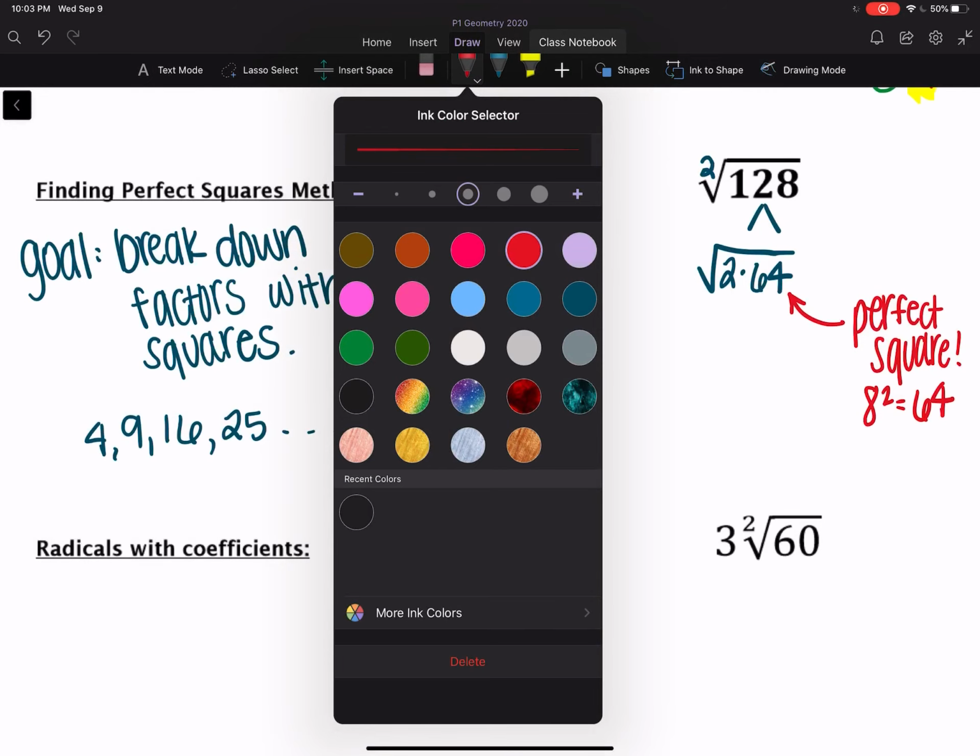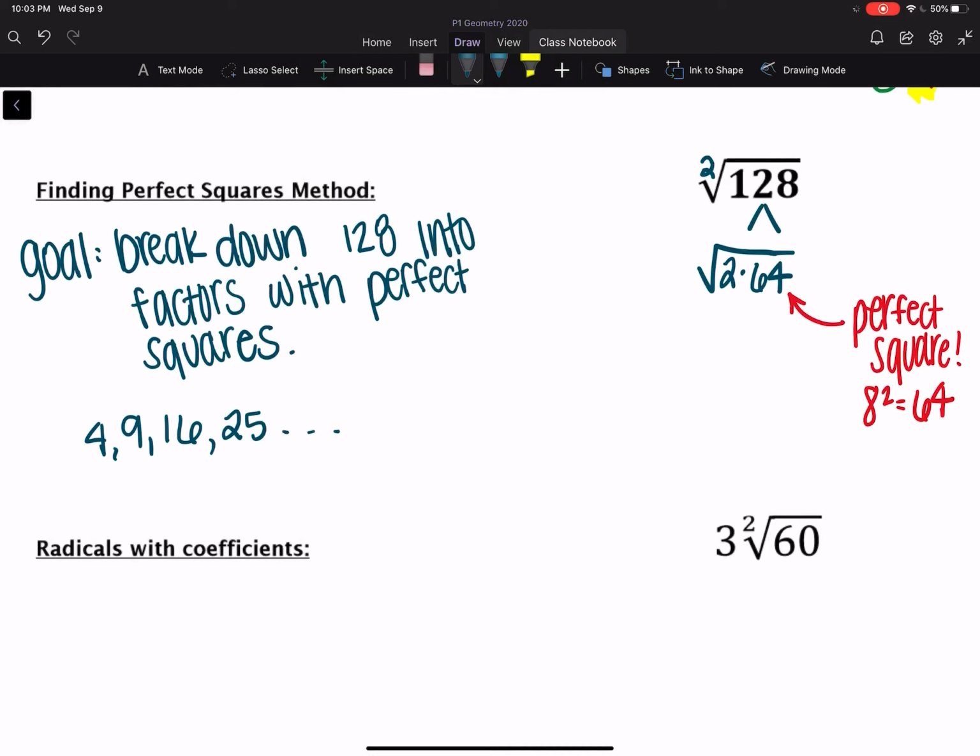Since I know that 8 squared equals 64, if I were to take the square root of 64, that would equal 8. And since 2 is a prime number, I'm going to leave it in the radical because I can't simplify that anymore.